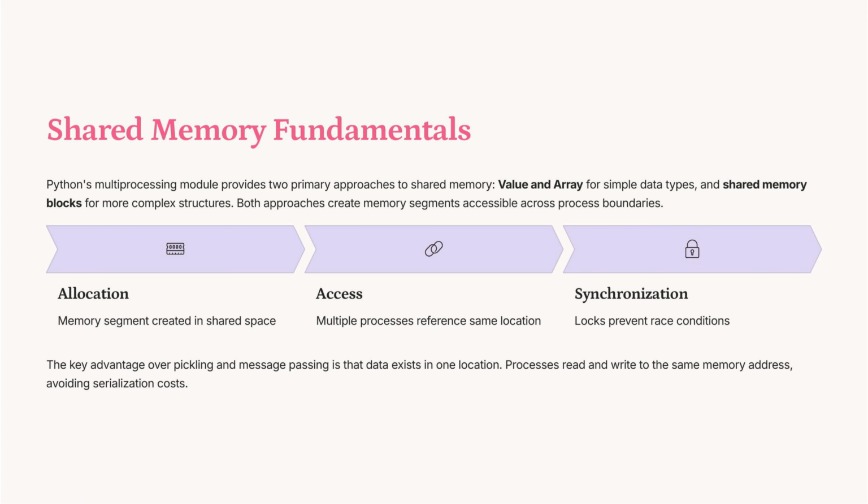Python's multiprocessing module offers shared memory through Value and Array for simple data types and shared memory blocks for complex structures. These segments are accessible across processes, allowing direct data access. Synchronization via locks prevents race conditions, ensuring data integrity. This method surpasses pickling by eliminating serialization, enhancing performance and efficiency.